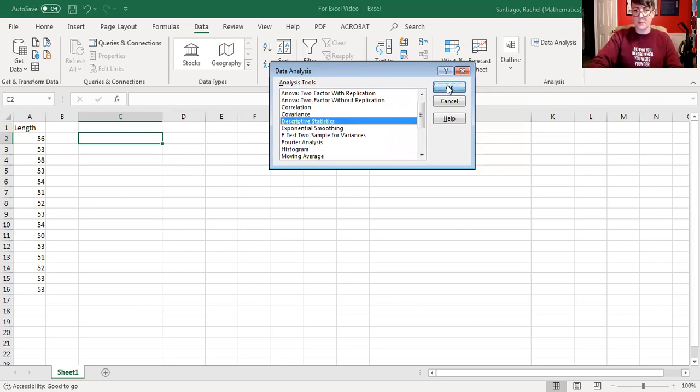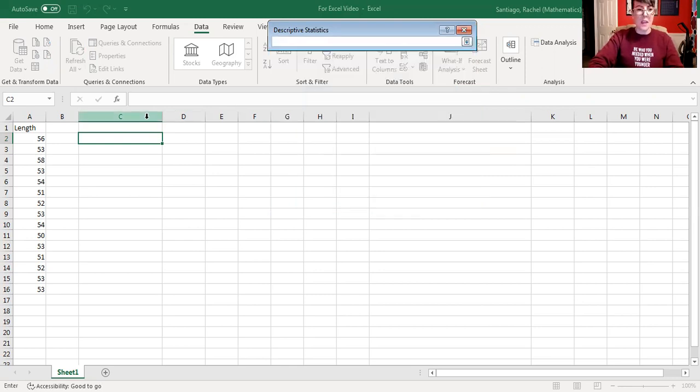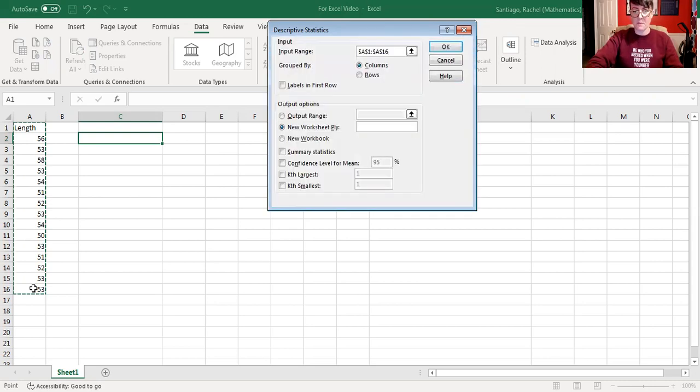So I'm going to say okay, now input range. We want to input the values that we're actually using, and that is all of the data that we have here. So I'm going to go ahead and click this little icon, and I'm going to highlight all of my values, including the header name. I'm then simply going to press enter on my keyboard. Now it's grouped by columns, right? It's a column of data, and my label is in the first row being called length.